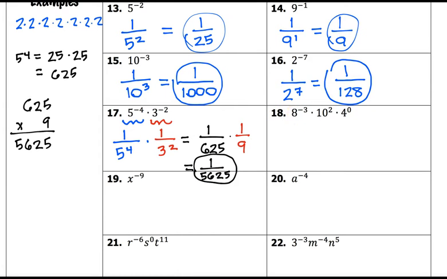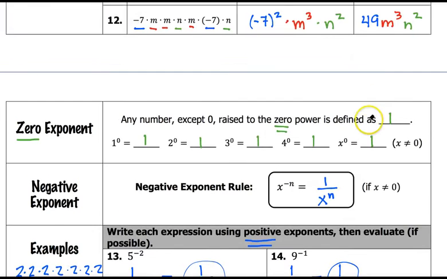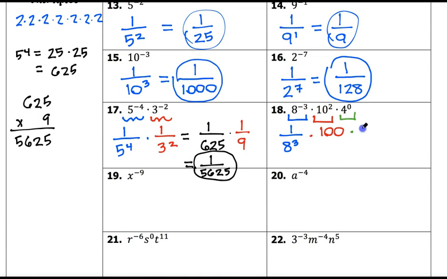For number 18, we have three different powers here. So 8 to the negative 3rd power, I'm going to rewrite as 1 over 8 to the positive 3rd power. 10 squared, notice this one does not have a negative exponent, so don't rewrite this as a fraction. 10 squared is just 10 times 10, which is 100, so this becomes 100. And then we have a 4 to the 0 power. Well, we talked about up at the top here that anything to the 0 power is 1, so this is just times 1. So really this problem is 1 over 8 to the 3rd power times 100.